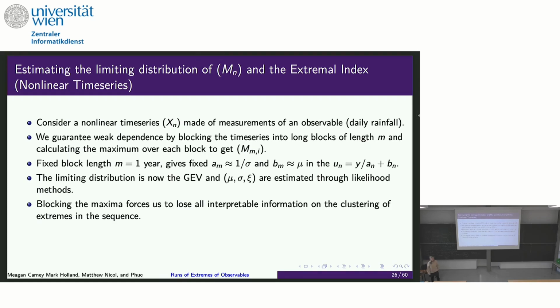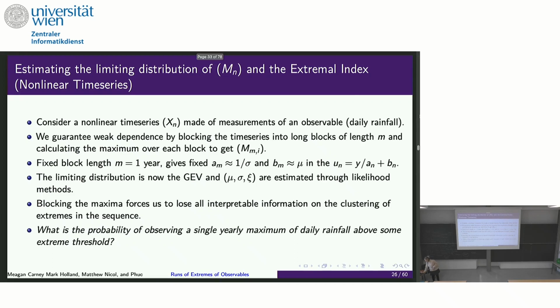Now, the problem with this is that when we block the maxima, it forces all interpretable information on the clustering to go away, because we're taking one value that's really large. We're not taking all of the values that are clustered together. So all we can really say when we fit the data in this way is what's the probability of observing some single, in this case, yearly maximum of daily rainfall above some extreme threshold.